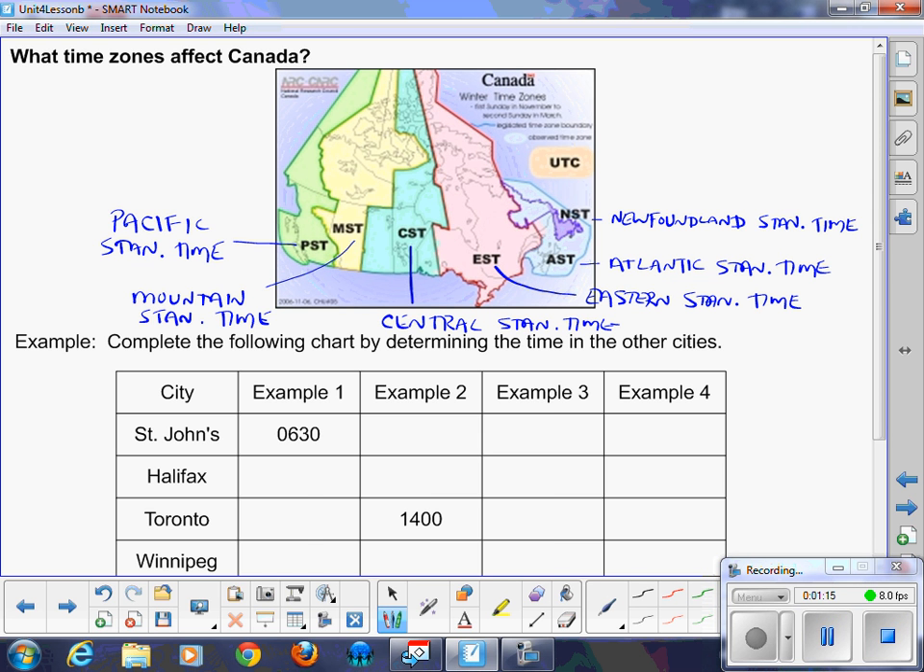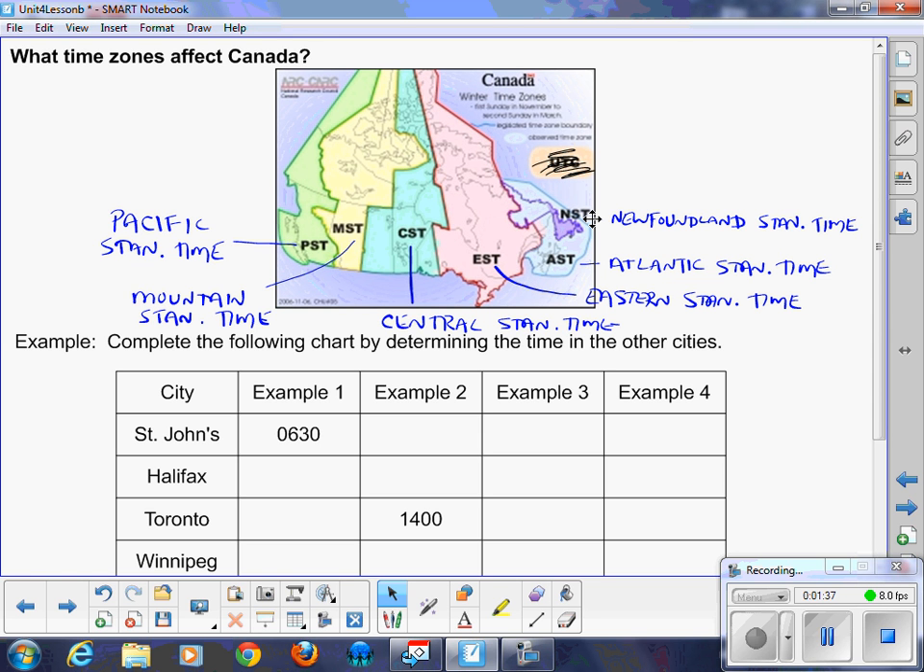All right. UTC I'm not too worried about. UTC is your universal time, so that's where it is at sort of 0 hours or when the new day begins. I'm only focused on Canada, so don't worry about the UTC. So those are our time zones that we have across Canada. So what I'll do is I'll give you an idea of how the time shift works.